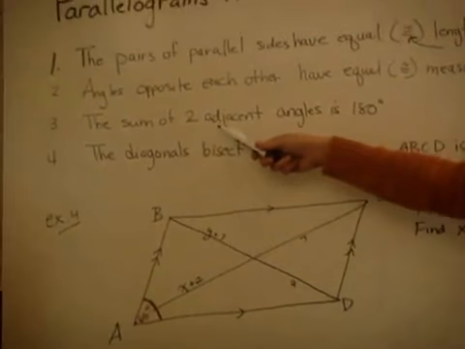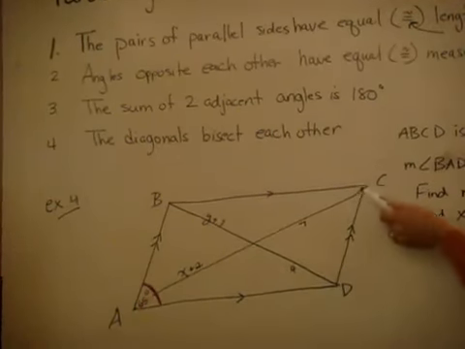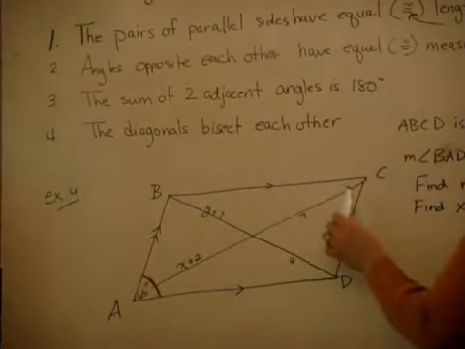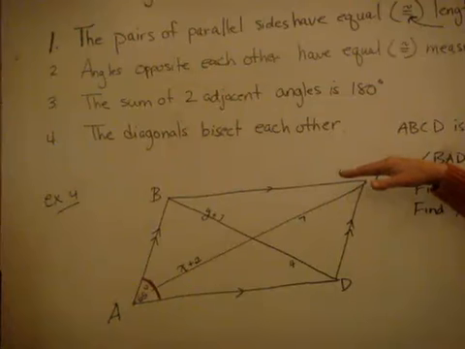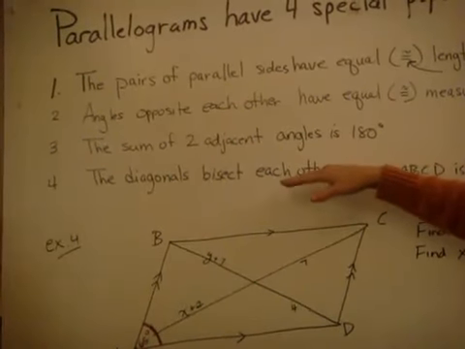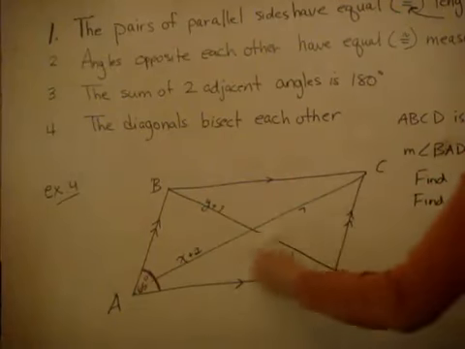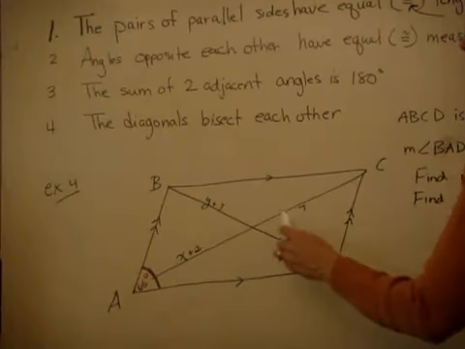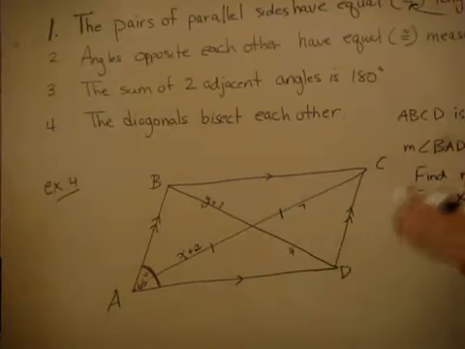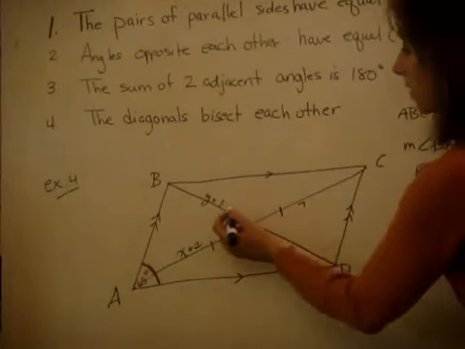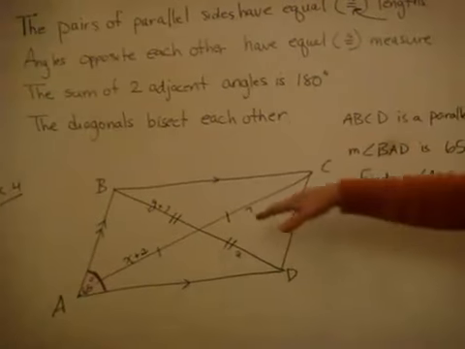The sum of 2 adjacent angles is 180. So adjacent would be like D and C are adjacent, B and C are adjacent, B and A are adjacent. They're right next to each other. And the final thing is that the diagonals bisect each other. That means when the diagonals cross, this part is the same as this part. I can just mark this in. This one is equal to this one. It means it divides it exactly in half. And this one is equal to this one, or congruent to that one.